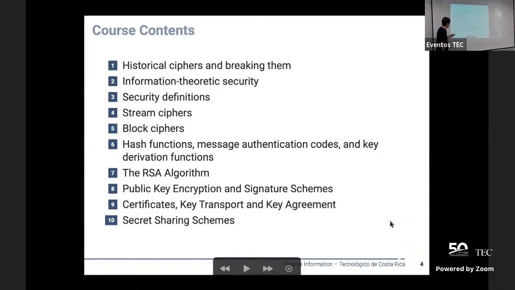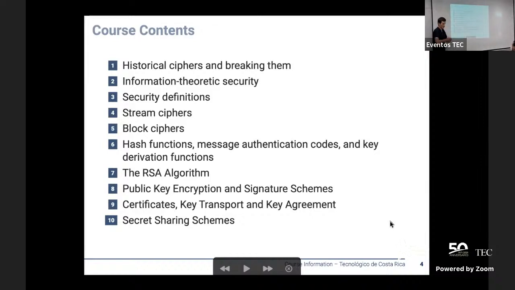And finally, we'll cover certificates, well, PKI basically, public key infrastructure and the like, and also key agreements. So how can you securely set up communication between two parties who don't know each other yet? Yeah, exactly. That's what we'll cover there.